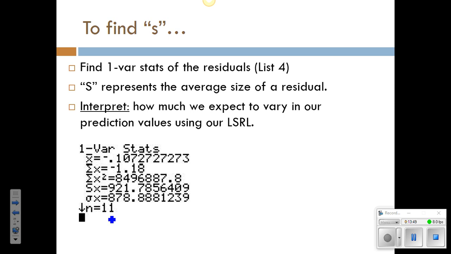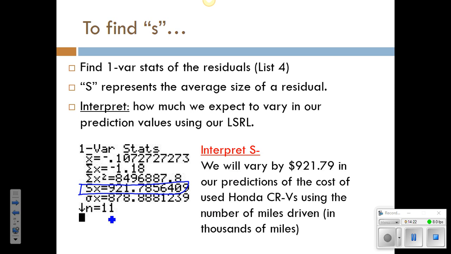So this was for our Honda CRV examples, right? Yeah. So if the standard deviation value here is 921.79, what does that mean? It's the average amount you're off in doing what? Predicting. What are we predicting? The cost of the car, the predicted price, right? So here, we're going to interpret it like this. We will vary by $921.79 in our prediction of the cost of used Honda CRVs using the number of miles driven.